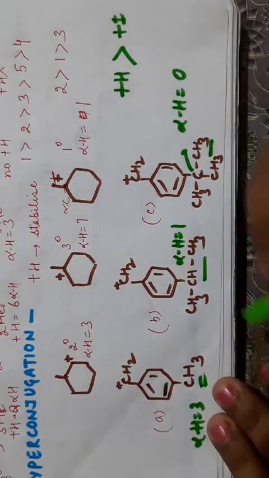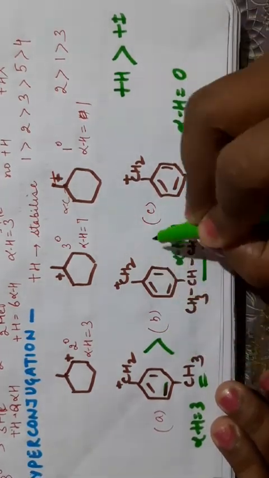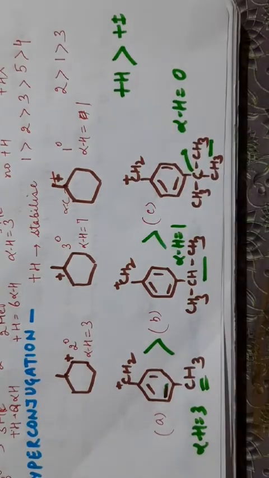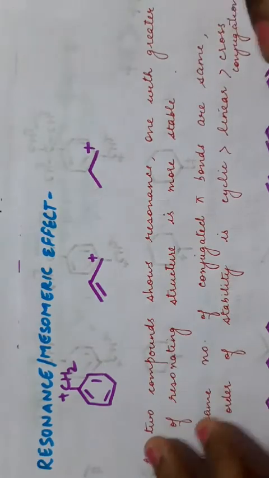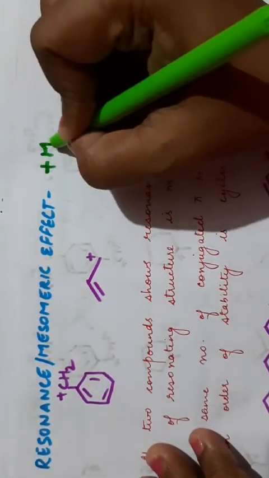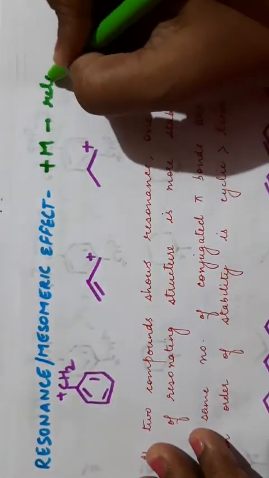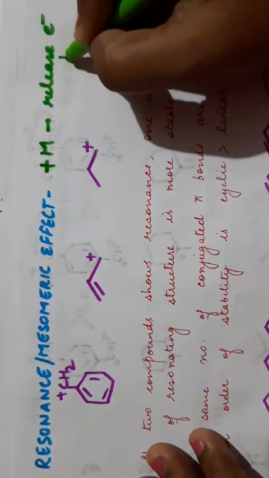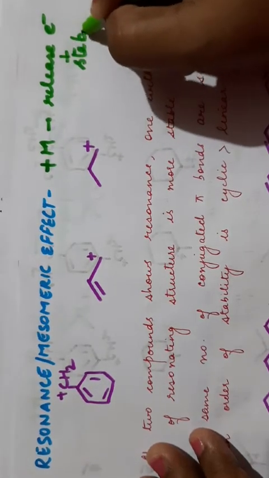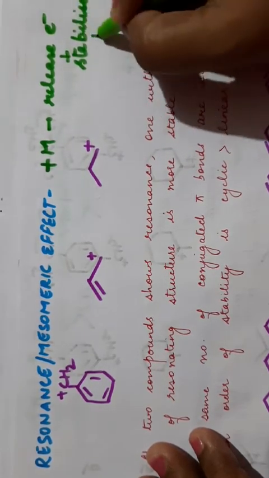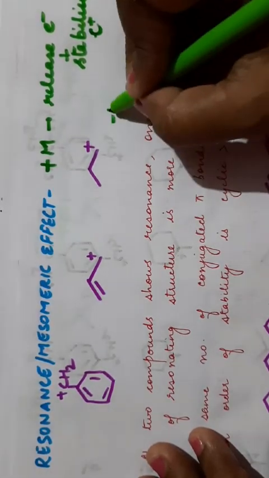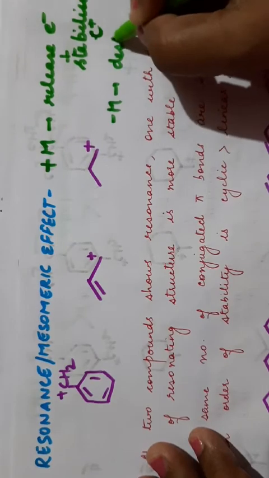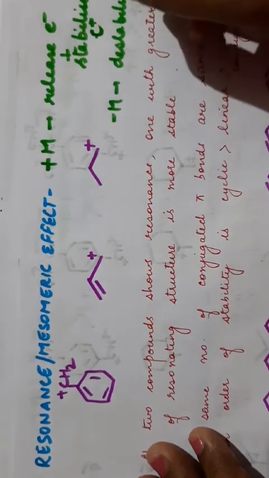So the order of arrangement will be A is more stable than B, B is more stable than C. Now next, the third effect is resonance or mesomeric effect. Plus M effect will release the electron. Release the electron means it will stabilize the carbocation. So plus M effect will stabilize carbocation, whereas minus M effect will destabilize the carbocation. Clear?